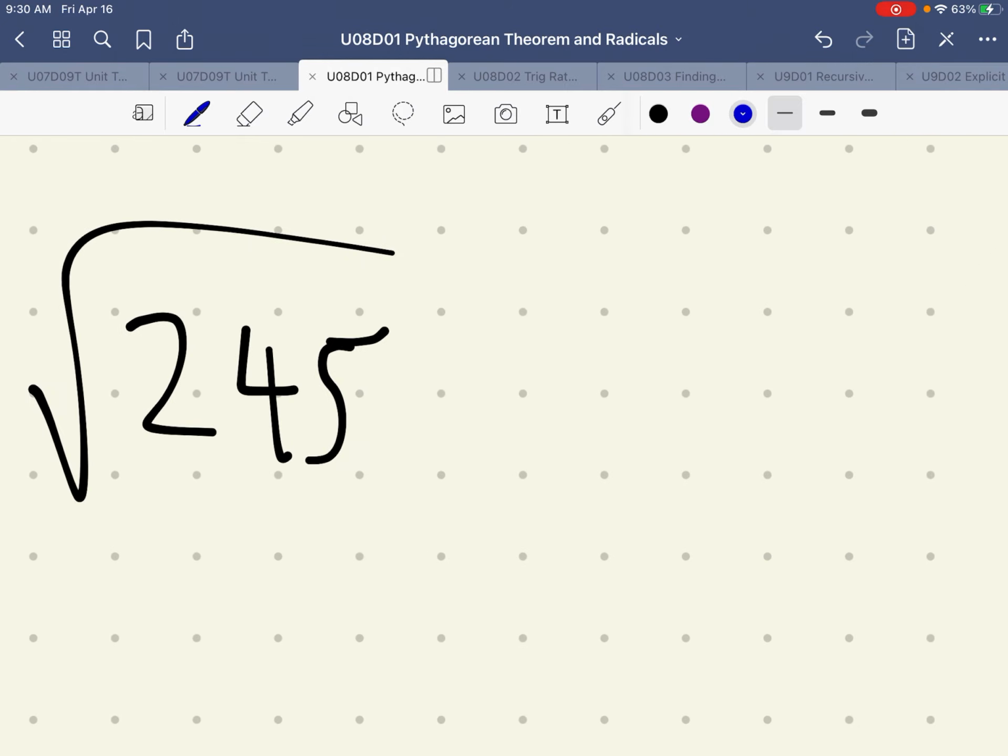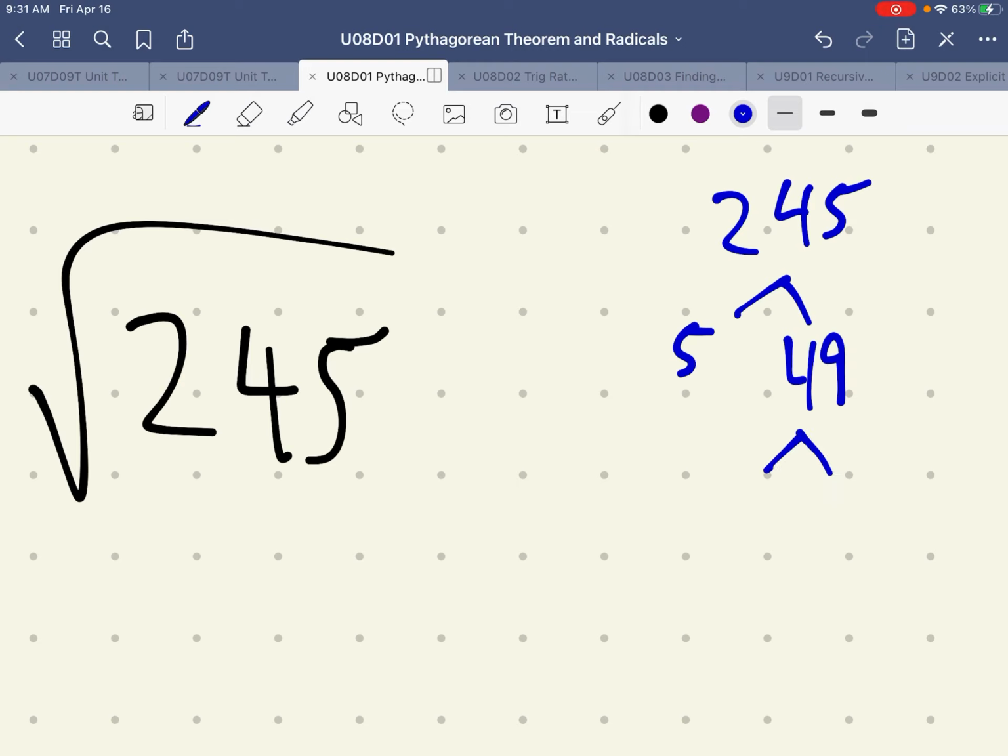And last one we have here is 245. Off the top of my head, no particular numbers stand out. So let's use the prime factorization method, which is useful when you're really not sure what numbers to divide by. So 245 clearly is divisible by 5 because it ends in a 5, so I'm going to factor out a 5. 245 divided by 5 is equal to 49, which is a perfect square.